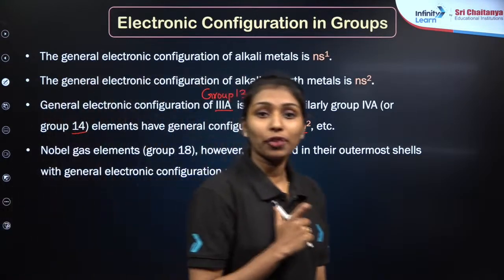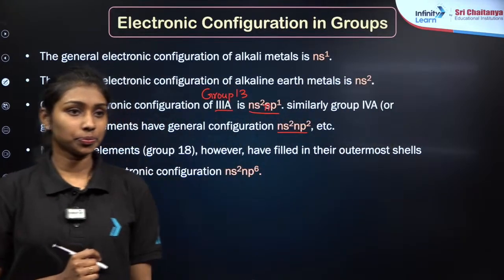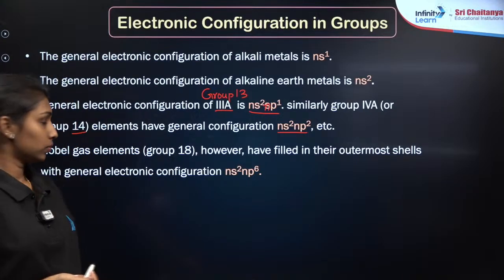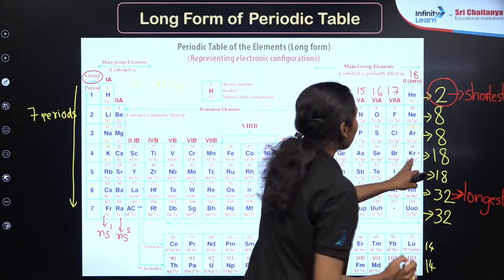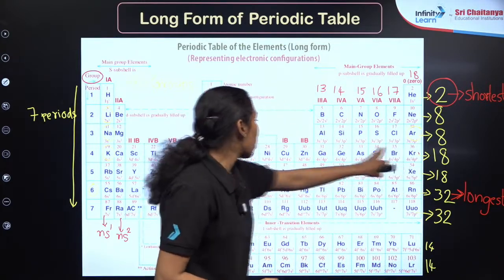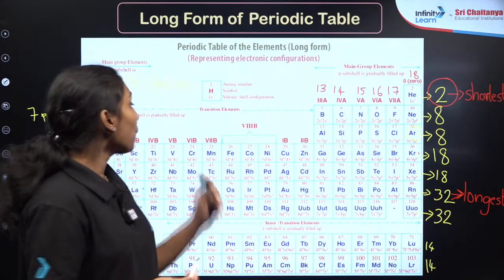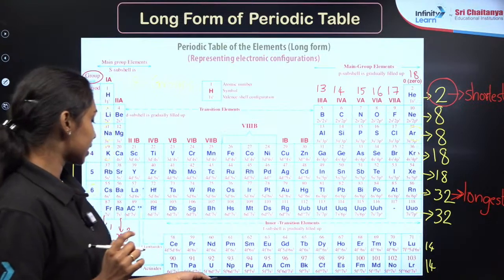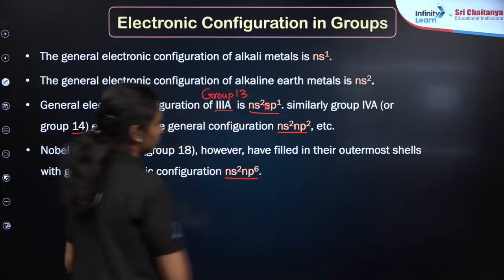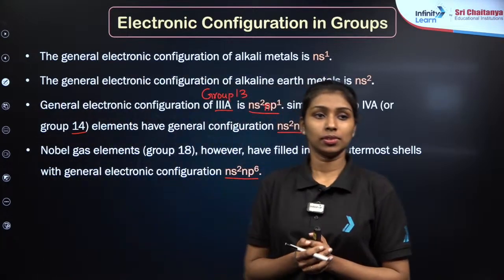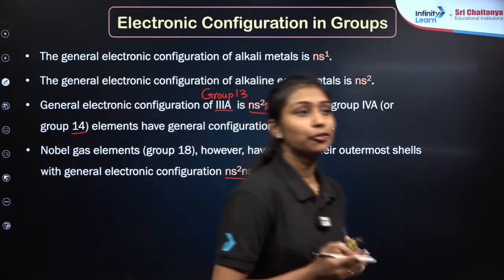Then, what will be the electronic configuration of group 18 elements? That is our noble gases. For example, if I take krypton, the electronic configuration is 4s2 4p6. Because it belongs to the fourth period, we can say that the general electronic configuration of group 18 elements is ns2np6. Is that clear? Just let me know if the things are clear for you.